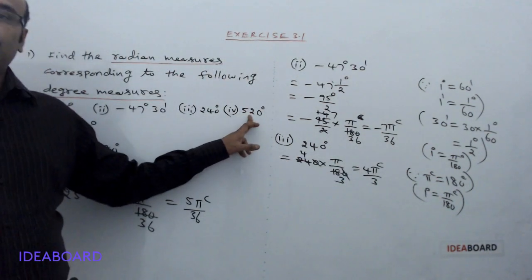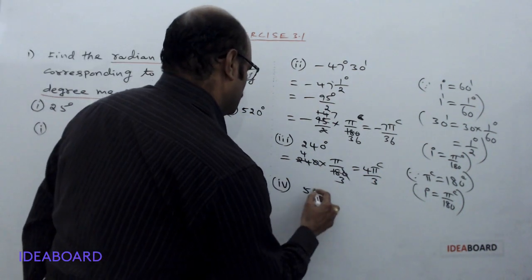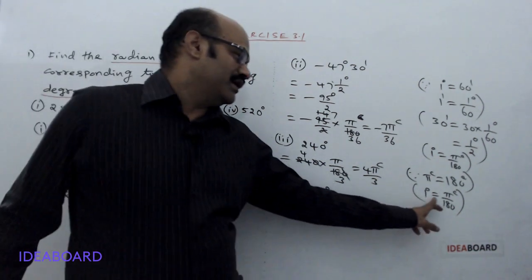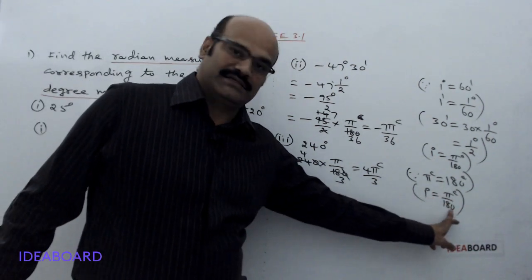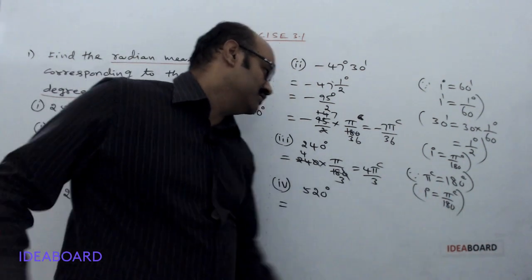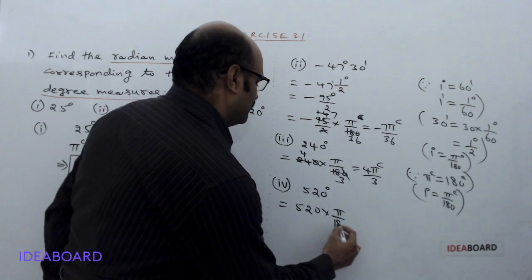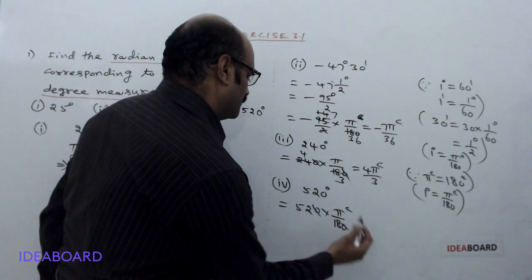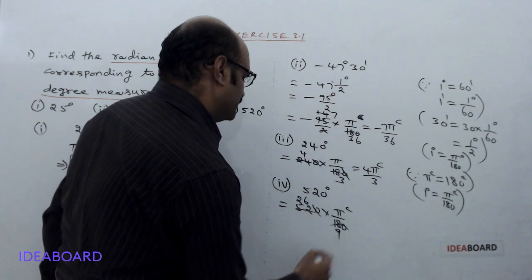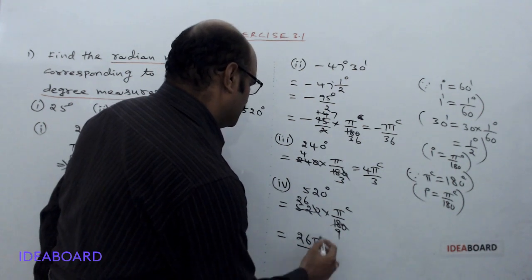Fourth problem, 520 degrees we are having here. 1 degree equal to pi by 180 radians. So 520 degrees means multiply by 520 here. So 520 into pi by 180 radians. 2 twos, 2 6, 2 nines, so equal to 26 pi by 9 radians.